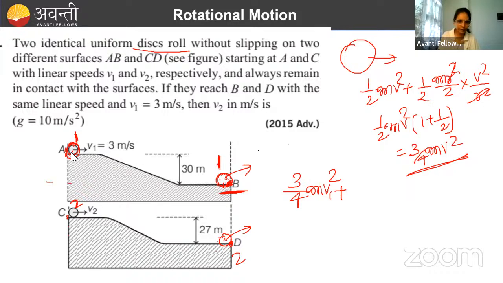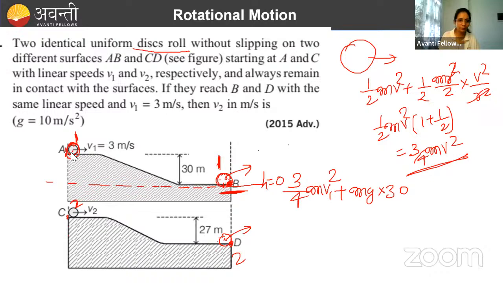30 meter height. ठीक है, चलो एक काम करते हैं, रेफरेंस लाइन ले लेते हैं. So if I call this reference line as 0, so at point B, I'm first focusing on the first ball. ठीक है, at point B, its potential energy will be 0. It will have only kinetic energy, and at point A it will have kinetic energy equal to 3/4 mv1 square plus potential energy, mgh. So mg into 30. So same amount of energy it will have at B. Done. So at B its energy will be this much. Now come to the second ball.